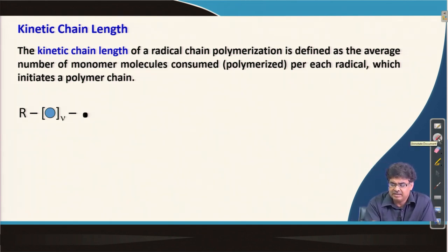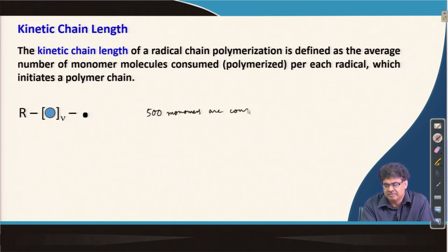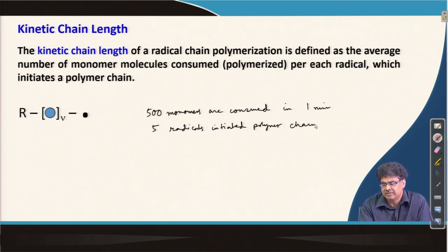For example, let us consider a unit time of 1 minute. Say 500 monomers are polymerized or consumed in 1 minute. At the same time, 5 radicals initiated polymer chains in that same 1 minute. So, in 1 minute, 500 monomers are consumed.